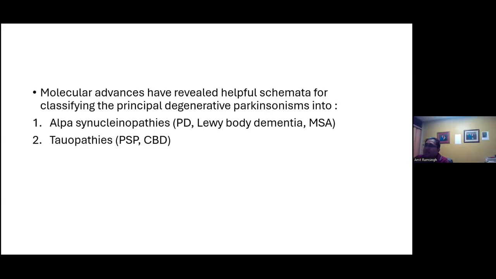So molecular studies have helped us to classify the degenerative Parkinsonisms into two categories based on the presence of inclusion bodies, as well as different proteins that we would see on molecular studies. So you have the alpha-synucleinopathies, which consist of Parkinson's disease, Lewy body dementia, multisystem atrophy, and you have your tauopathies, which usually consist of progressive supranuclear palsy and corticobasal degeneration.